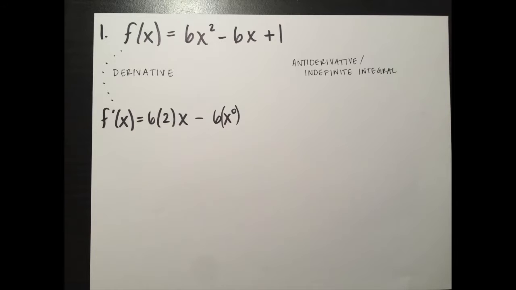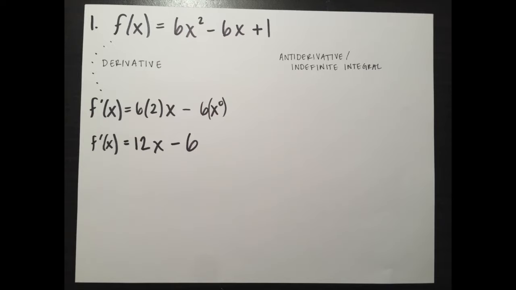So we'll bring the power down to multiply by and then subtract by 1 from the remaining power. So 6x squared becomes 12x to the 1, and 6x becomes 6 times x to the 0, which is 1. So we'll just write a plain 6.